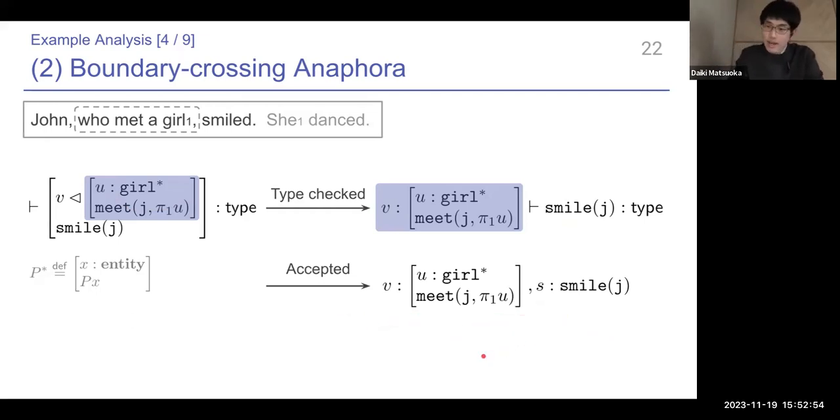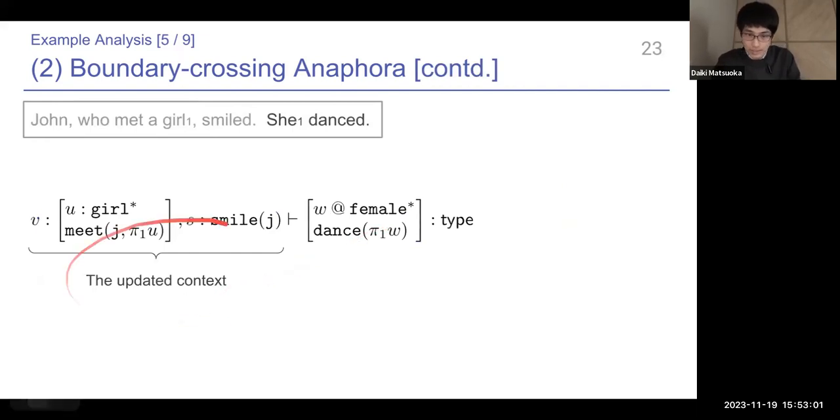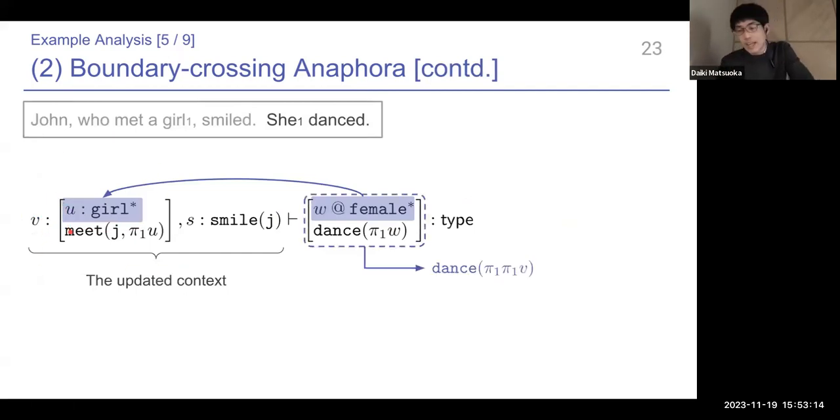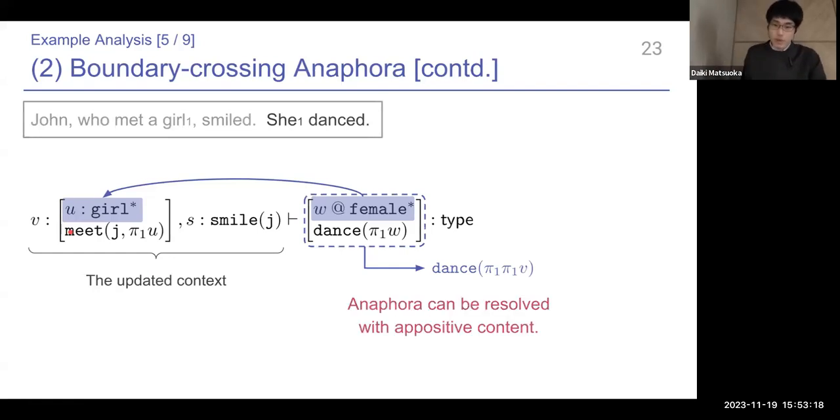And the point is that the second sentence, the second utterance, she danced, is type checked under this updated context. So here is the updated context, and we have this semantic representation. We have an anaphoric type here corresponding to she, so we can resolve it very easily using the girl in this variable b. So we can resolve it like this. But we can see that anaphora can be resolved with appositive content.